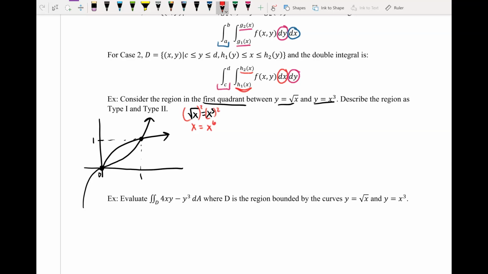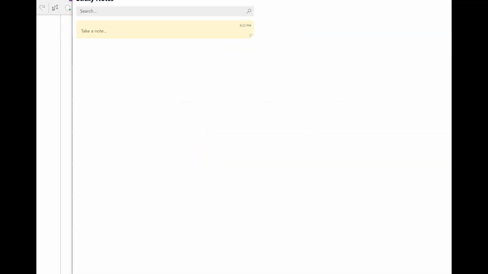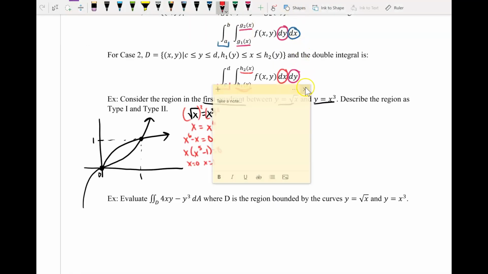I can subtract the x over, so you get x to the 6th minus x equals 0. Factor an x out, x times (x to the 5th power minus 1) equals 0, and there's where you get x equals 0 and x equals 1. So you can still do it algebraically. One thing that you should never do is divide by the x, because then that's how you lose that 0.